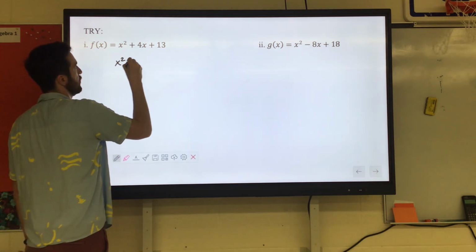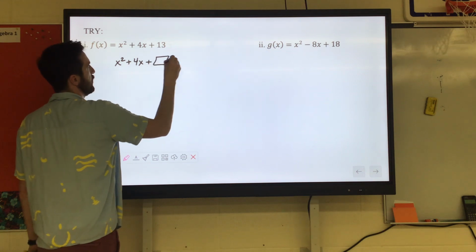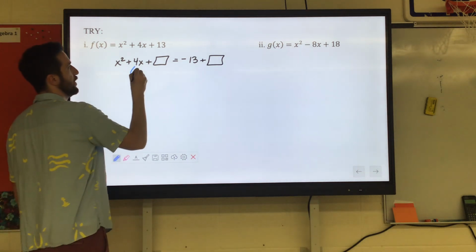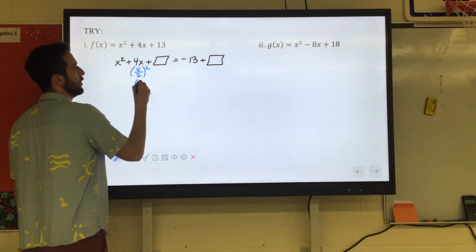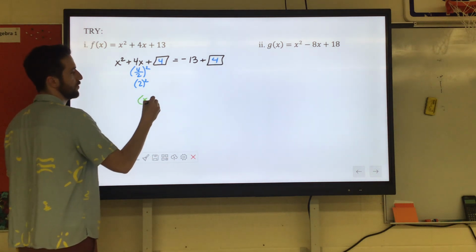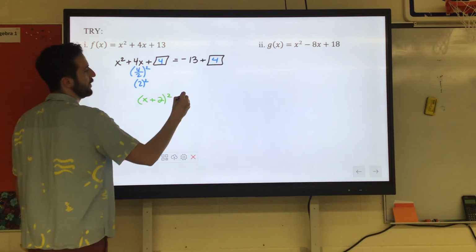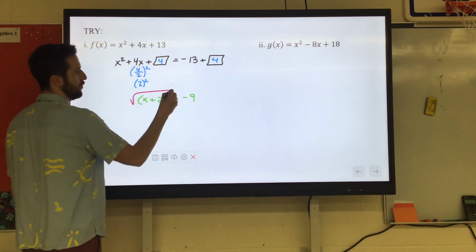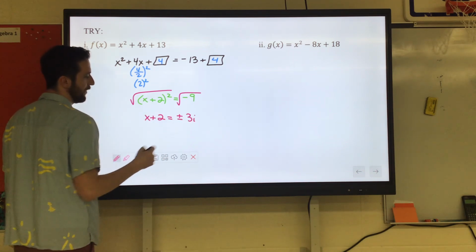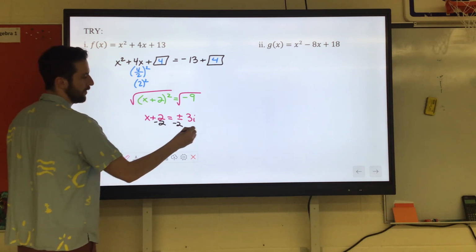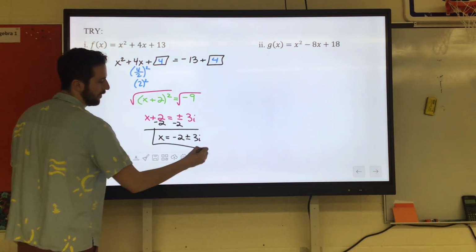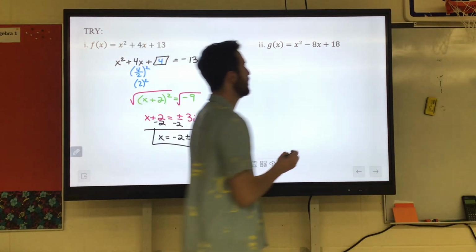Let's see, x squared plus 4x plus blank. We would be subtracting the 13 to the other side. Half of b, 4 over 2 squared. 2 squared is 4. Left side would factor to x plus 2 squared. Right side is negative 9. Square root them. X plus 2 equals plus or minus 3i. And then we just subtract the 2 over there. X equals negative 2 plus or minus 3i. Yay! We did it! We're so smart!